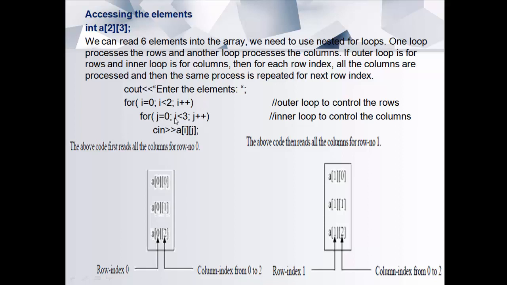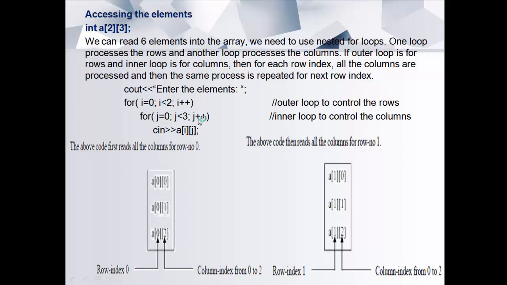j is now incremented, so 1 is less than 3, yes the condition is true, a of i value is 0, a of 0th row first column, because j becomes 1 now, a of 0 of 1, so I am inserting the value as 2. So again j is incremented, j becomes 2 now, 2 is less than 3, yes the condition is true. So again the user should enter one more input, that is a of 0 and j value is 2, a of 0 of 2.